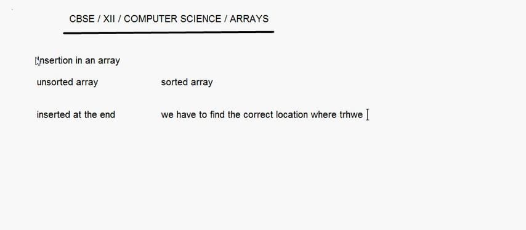Now we all know that in an unsorted array, when the insertion is to be done, it can be inserted at the end. So there's no problem in this. You just have to go to the end of the array and insert the element there. But in the case of a sorted array, whether it is sorted in ascending or descending order, we have to find the correct, exact location where the element has to be inserted. So inserting in a sorted array is what we will be doing.